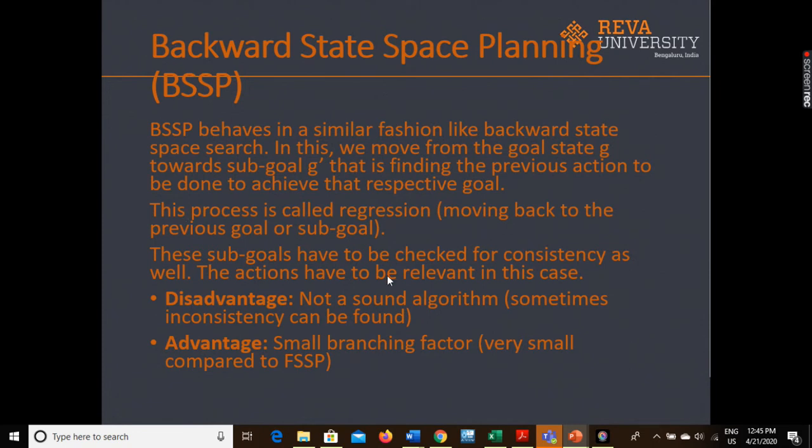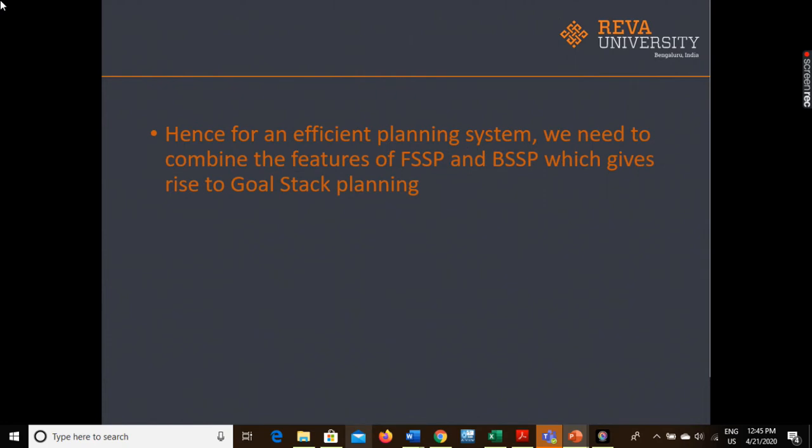Now, what is the disadvantage of this particular BSSP? In such a backward state space planning, it is not a sound algorithm. Sometimes inconsistencies can be found. What is that inconsistency? When you're moving backwards, you may get lost. And also, the advantage of this is that the branching factor is very small compared to forward state space planning.